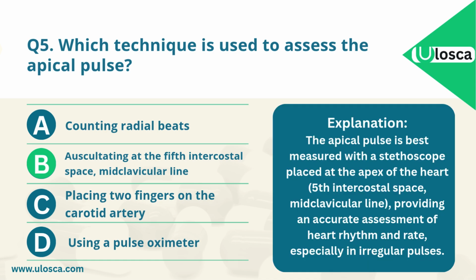Explanation. The apical pulse is best measured with a stethoscope placed at the apex of the heart, providing an accurate assessment of heart rhythm and rate, especially in irregular pulses.